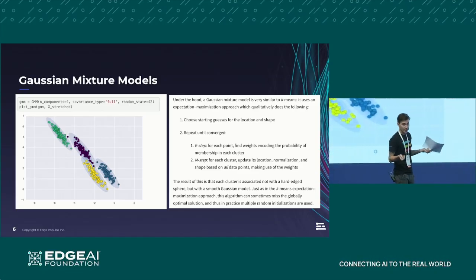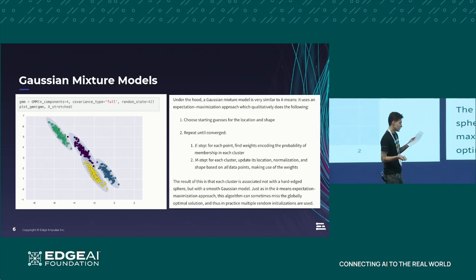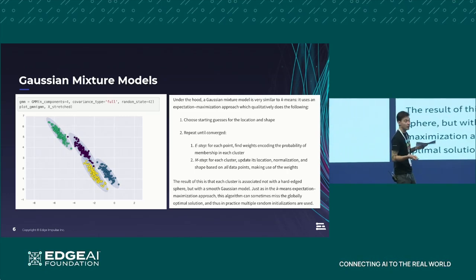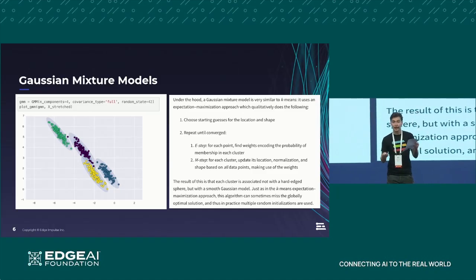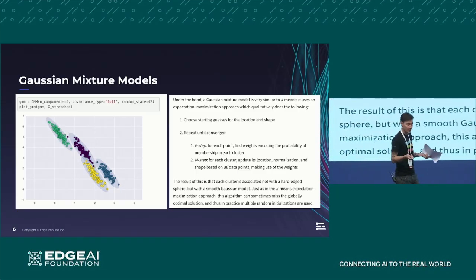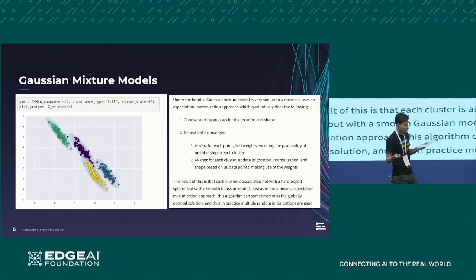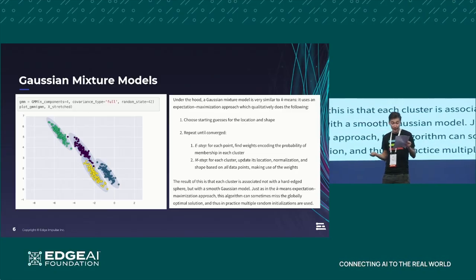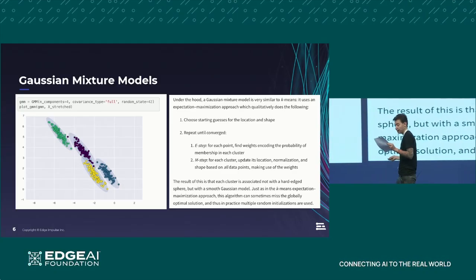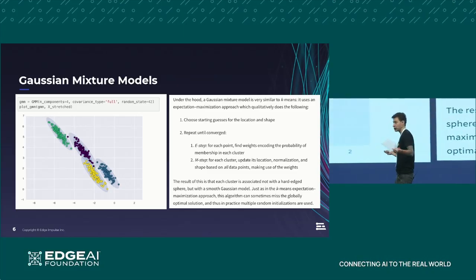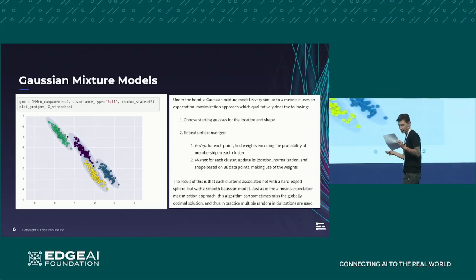K-means is a centroid-based algorithm that partitions the data into clusters by minimizing the sum of square distances between data points and the assigned centers of the clusters. In contrast to that, GMM, or Gaussian mixture models, is a probabilistic model that represents each cluster as a Gaussian distribution and models the data as a mixture of these Gaussian distributions.